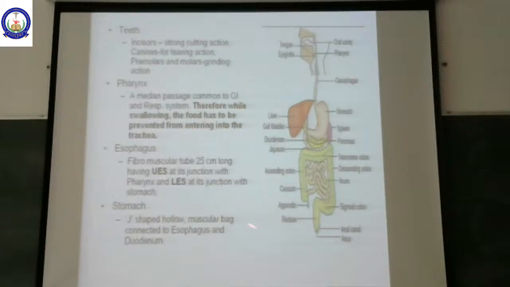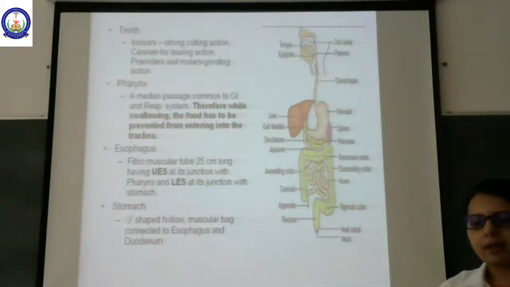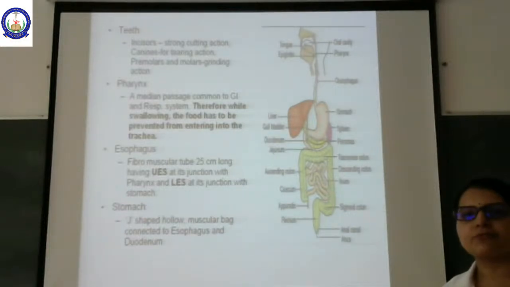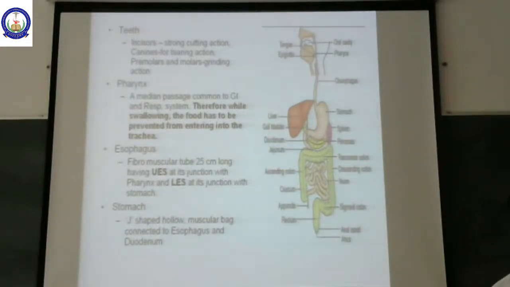Stomach. So the stomach is a J-shaped hollow muscular bag. It is not a very rigid structure. It is like a bag, a muscular bag, full of muscles. Okay, so J for jealous. Always you get a burning sensation in the stomach if you eat spicy or oily food. So the stomach is a J-shaped hollow muscular bag connected to the esophagus on the upper end and connected to the duodenum on the lower side.